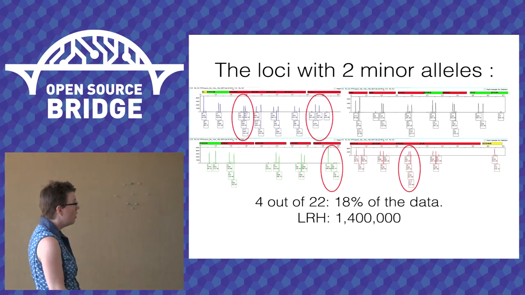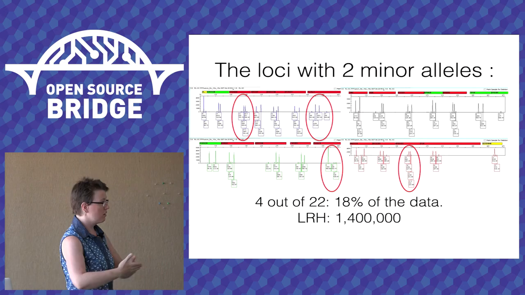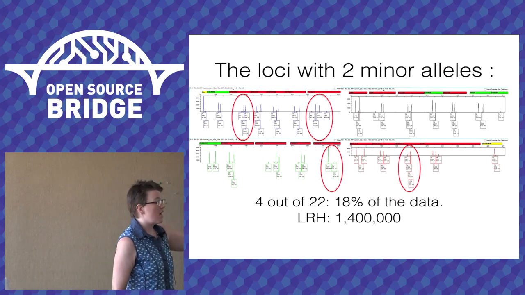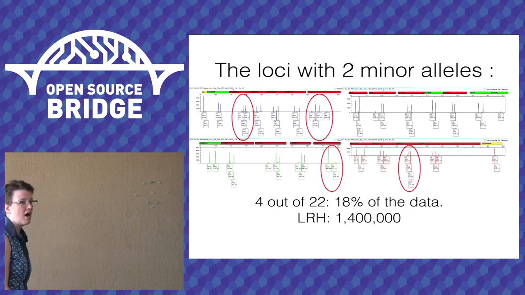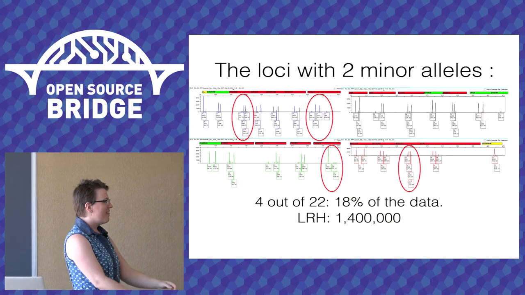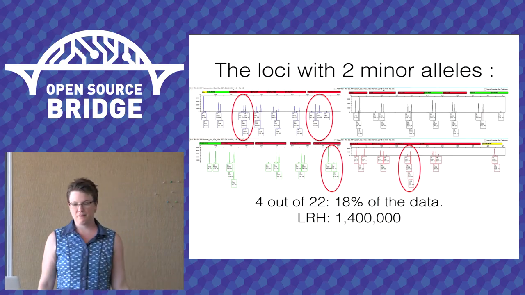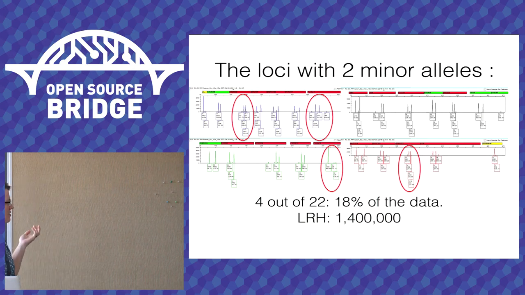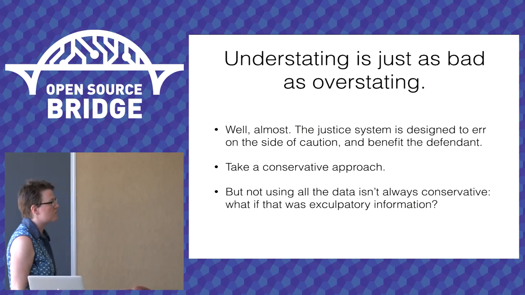So let me only use the data where I have 2 little baby peaks. This is currently what I do. I say, okay, based on the assumption of 2 contributors, which I clearly state in my report, which loci do I have complete information? 4 out of 22. I literally throw out 80% of my data and say, sorry. And then I calculate a likelihood ratio based on the partial data. My number went from like a sextillion to 1.4 million. Understating is just as bad as overstating.